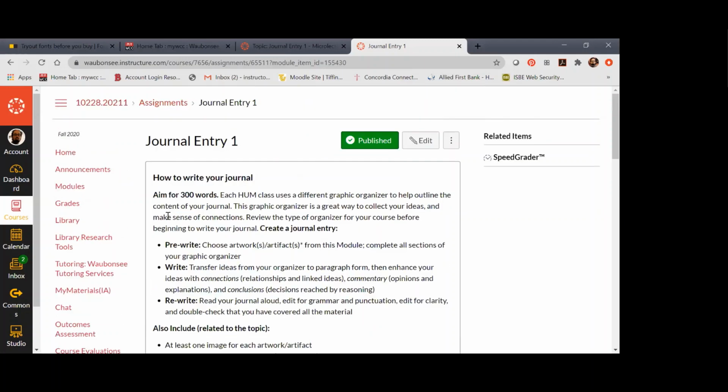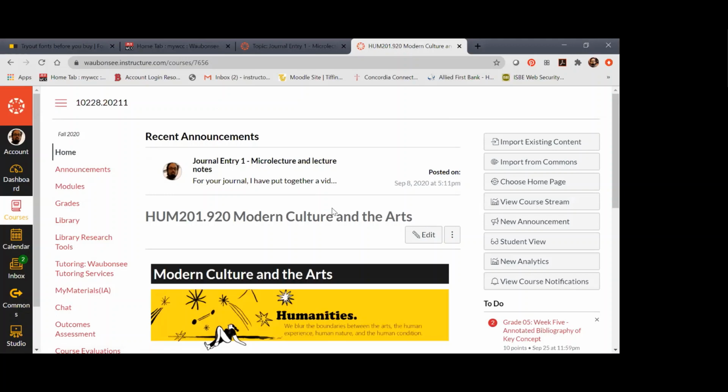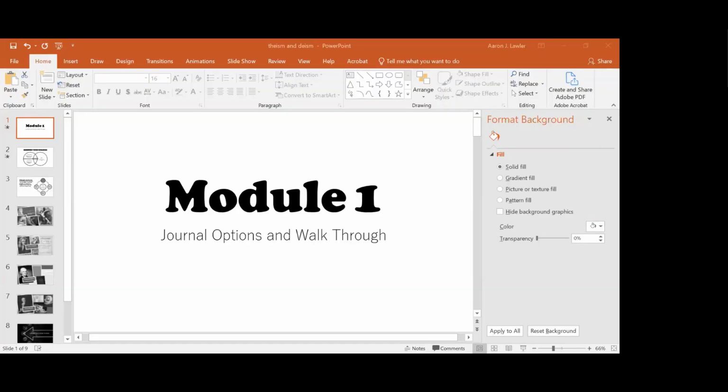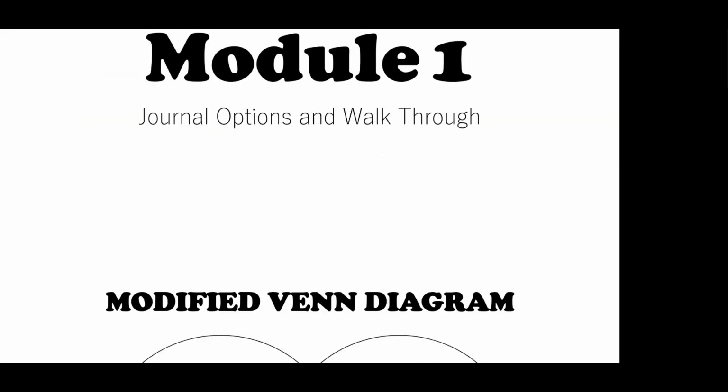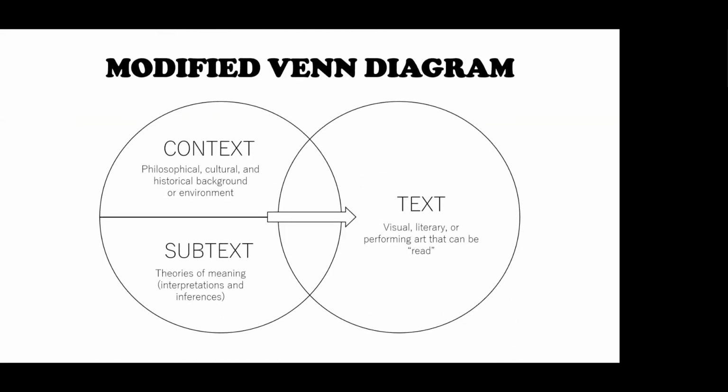All right, so that is how you find the journal and where the journal is at. So now I have prepared for you a sample of what you can do for your first journal. Our first journal here, I'm going to do a brief walkthrough of some of the ideas and the methods of accomplishing it. All right, so we're in Module 1, and in Module 1, we're looking at the pre-modern worldview.